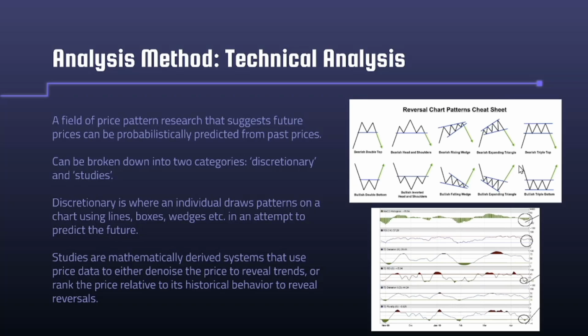Having different types of wedges or different reversal patterns, such and such. Studies are mathematically derived systems that use price data to either denoise the price to reveal trends or to rank the price relative to its historical behavior to reveal reversals. You can have a look down the bottom here. I'm not exactly sure if the resolution is good enough on the video that you'll be able to see here, but essentially this has a lot of ranking characteristics. It's trying to tell you when the price is very cheap and very expensive, and all of this reoccurs over and over and over again.